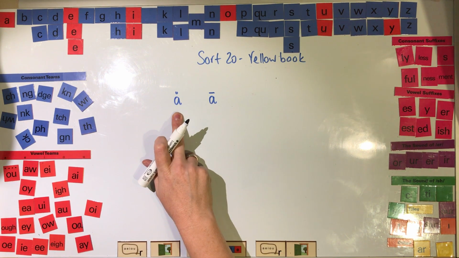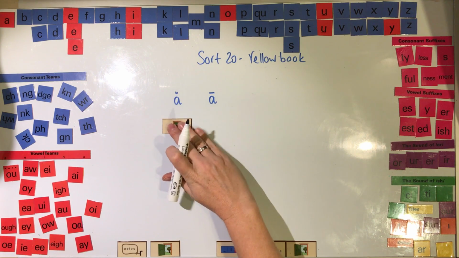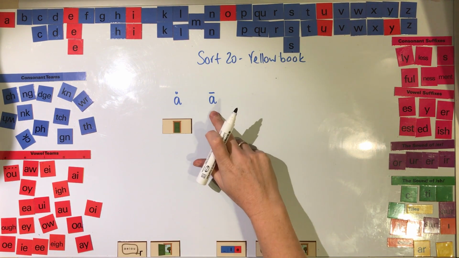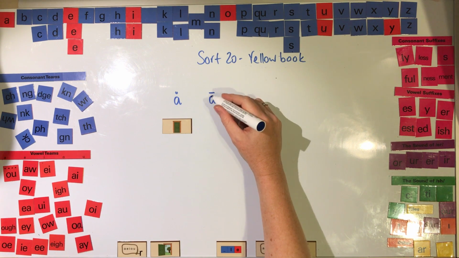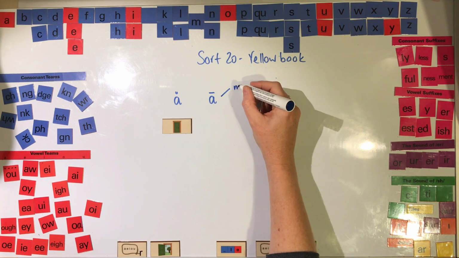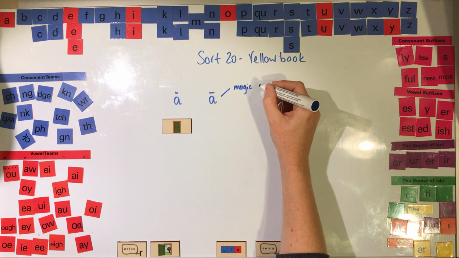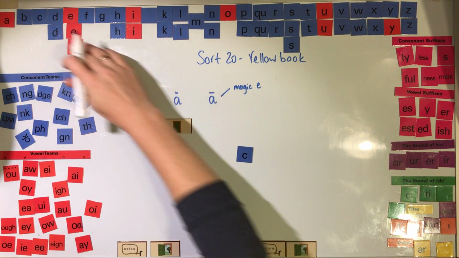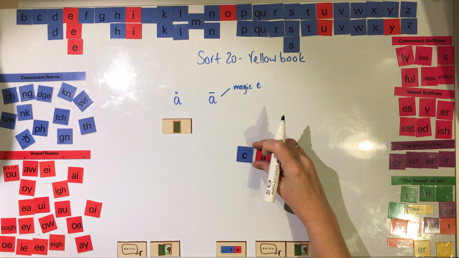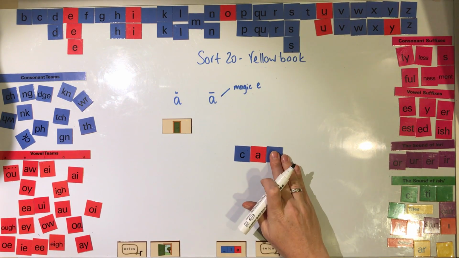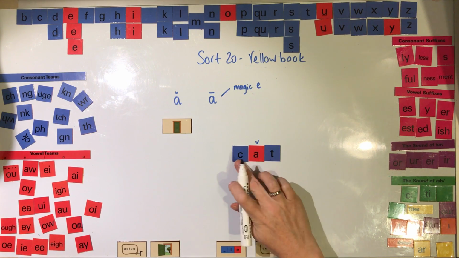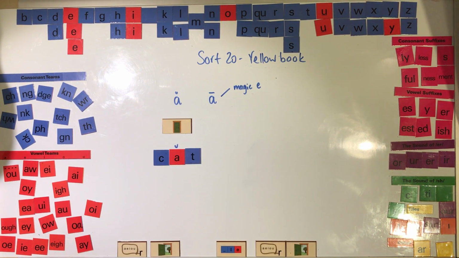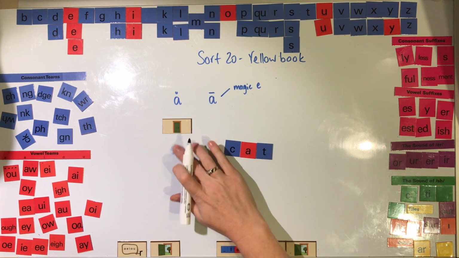So A makes its short sound if it is in a closed syllable, like it's capped off by a consonant. And we can have A making its long sound by doing magic E when we end words in E. For example, we have the word cat, and that makes its short sound. Cat, that's a closed syllable, that lives over here. Cat. But then we bring it over here.